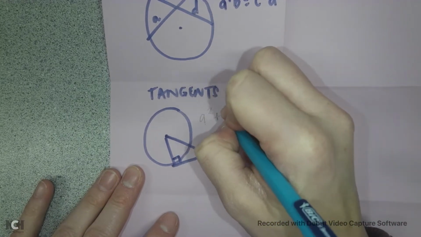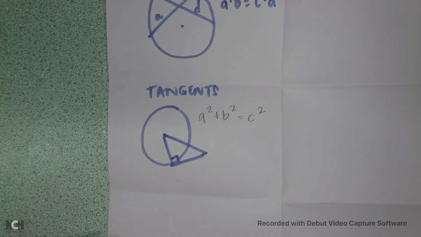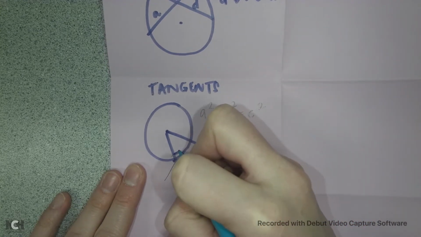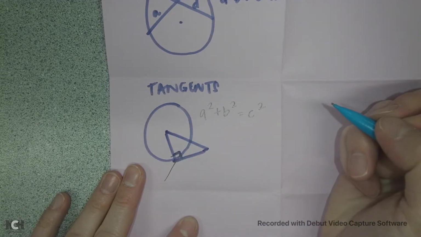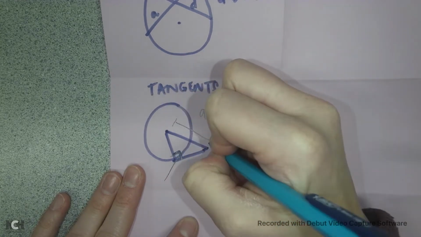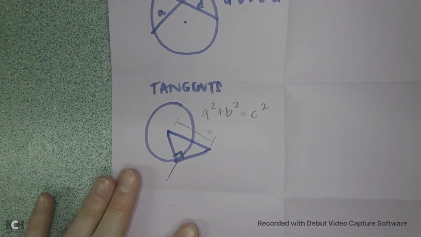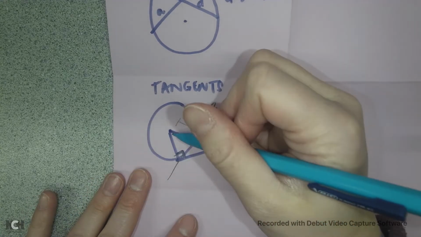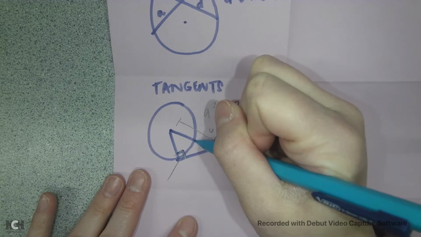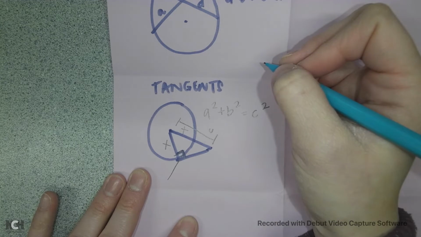Remember, a squared plus b squared equals c squared. C is always your hypotenuse. It's always across from the square. So this side, this whole side is always C. And then either one of these is A. Now here's the thing. We know that this line right here and this line right here is a radius. So that means if this is x, then this guy is x as well.